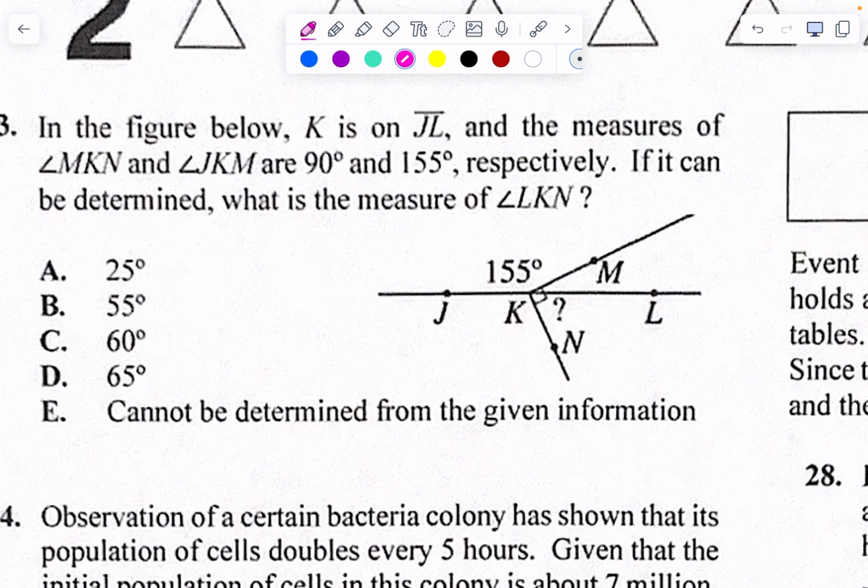In the figure below, K is on JL. And the measures of angles MKN and JKM are 90 and 155. If it can be determined, what is the measure of LKN? LKN, this angle right here. No, the other one. Can we figure that out? It's 180 minus 155, so this would be 25, right? And then this would be 65 because they have to add up, so 65. Yeah, very good.